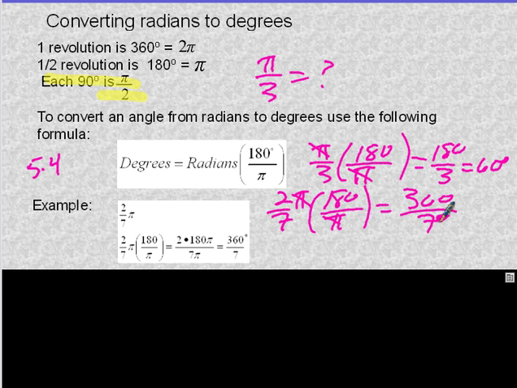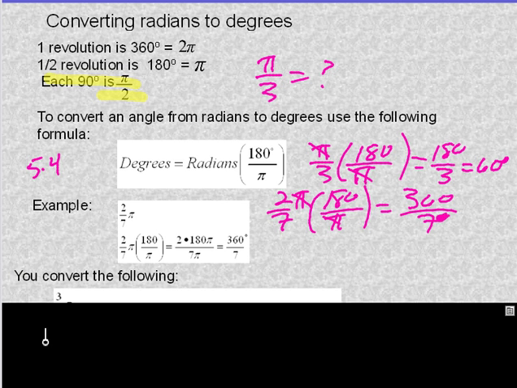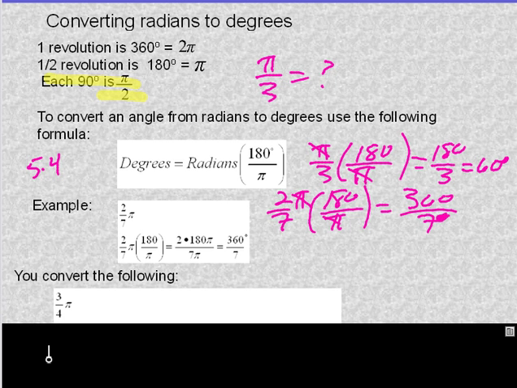Okay, so you should try this. Convert 3/4 pi into degrees. And again, just a fraction in simplest form if it is a fraction, or the whole number, but don't put it in your calculator. Just simplify as far as you can without a calculator.